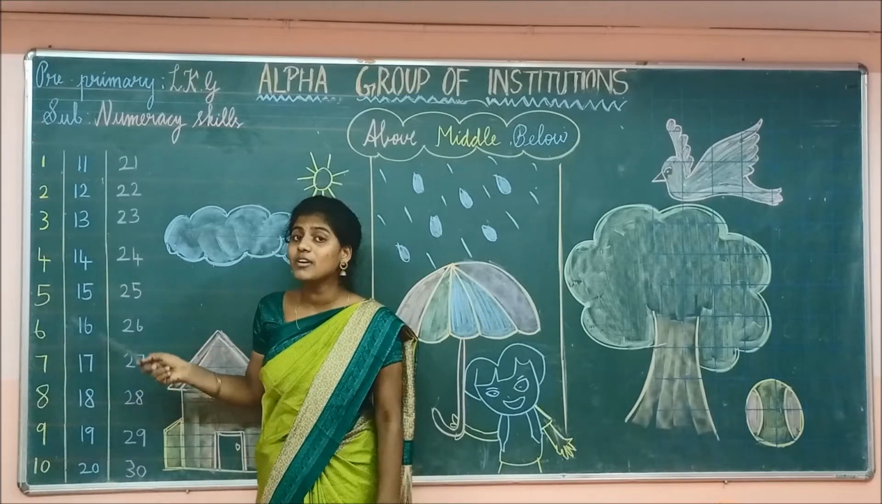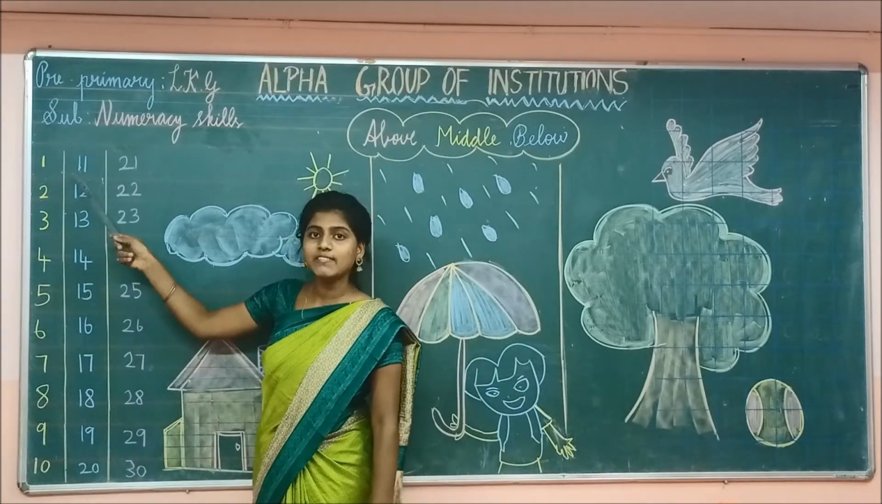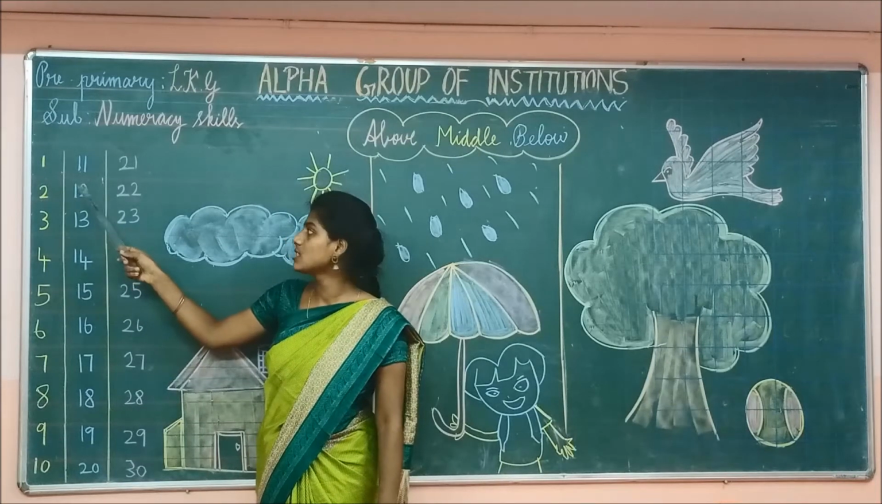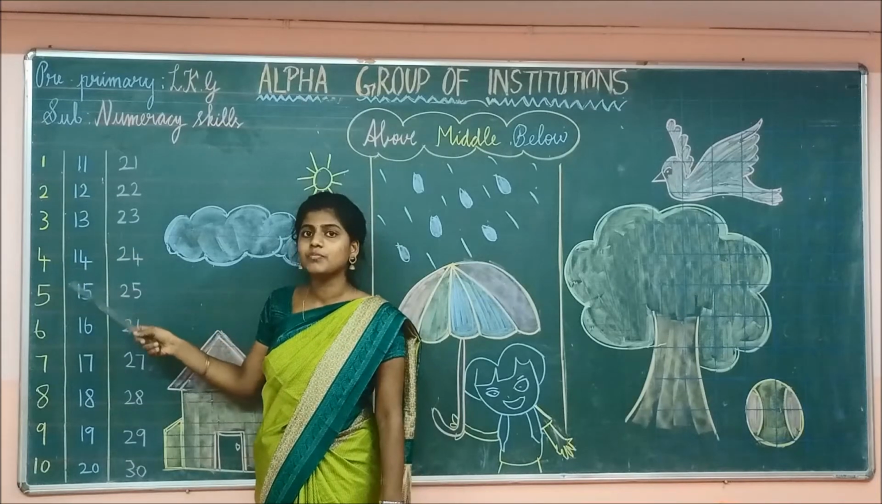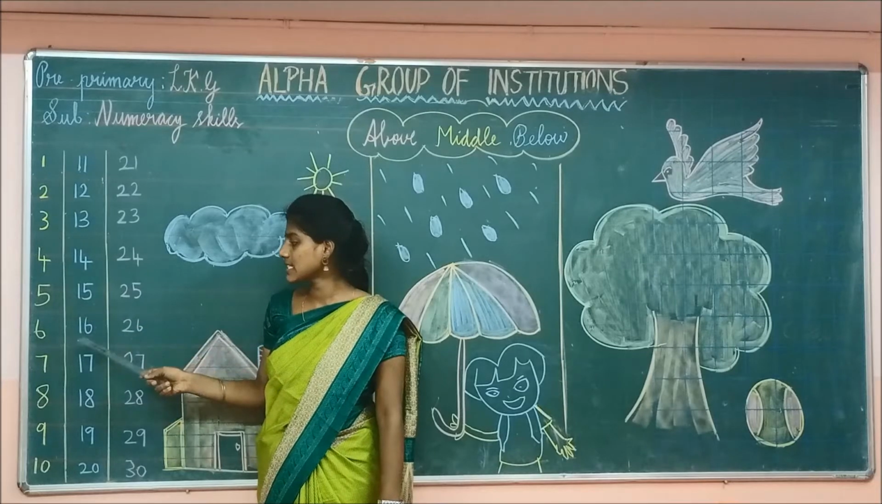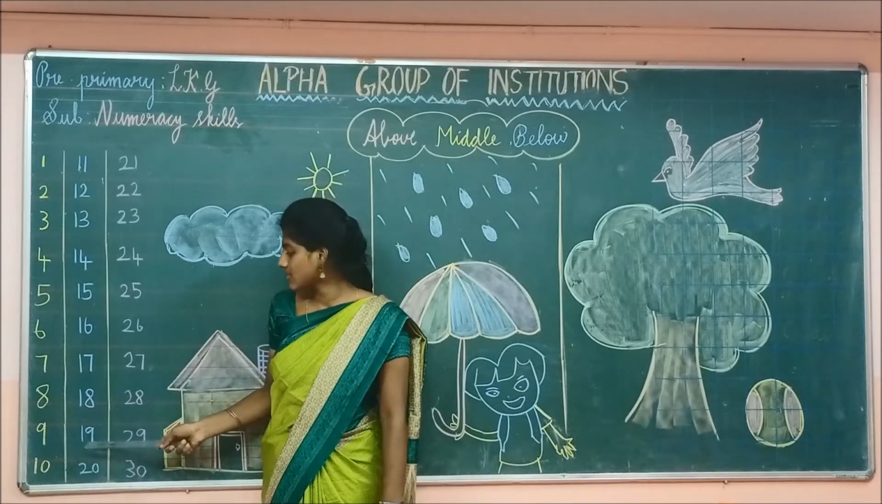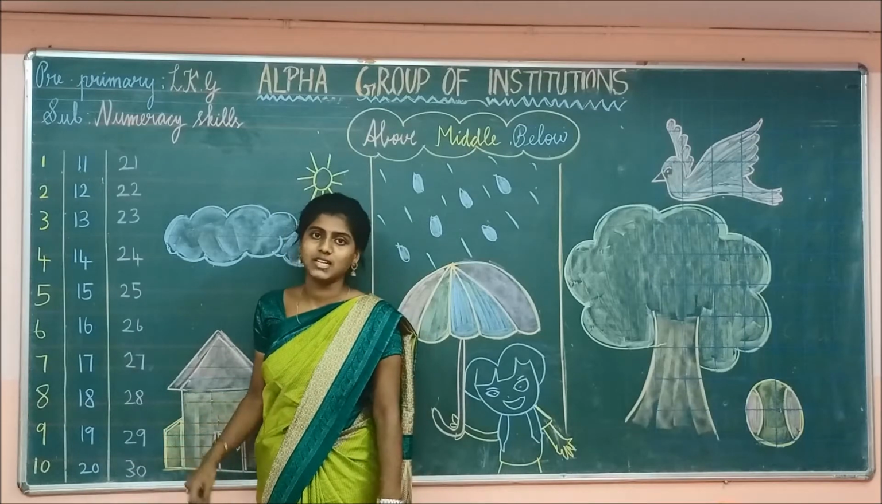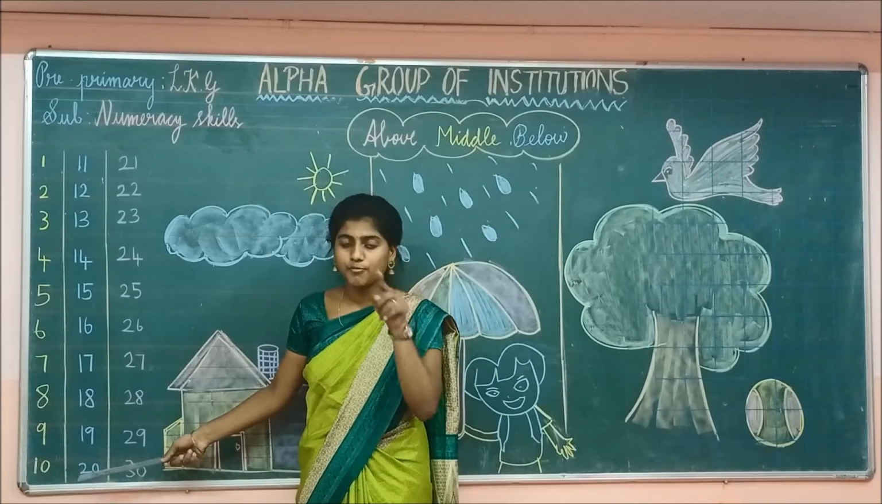What are we going to do? We are going to add teen after the number. Shall we read once again? 11, 12, 13, 14, 15, 16, 17, 18, 19 and 20. See here, for 20, 2, 0.